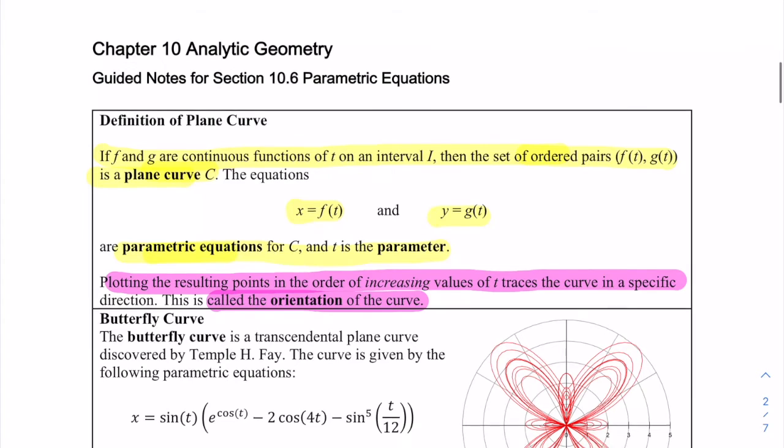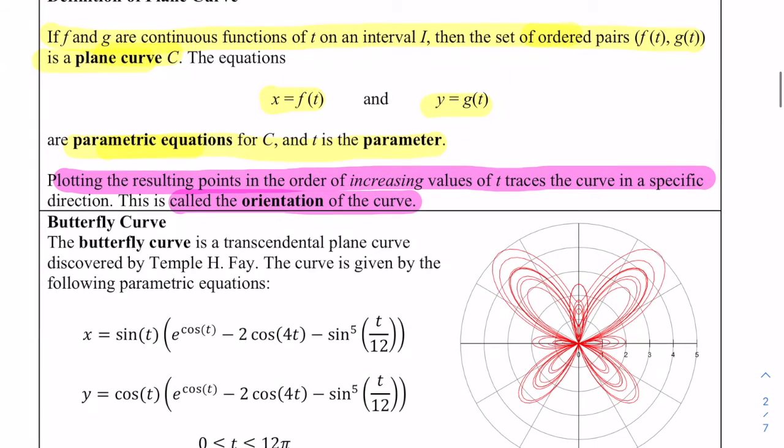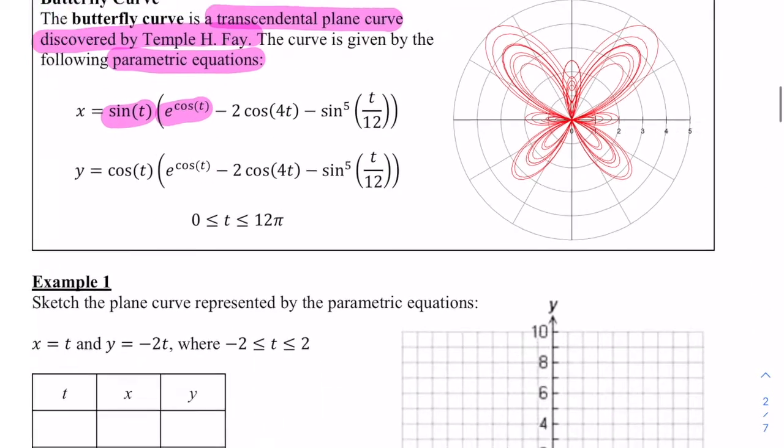This is a really interesting curve, the butterfly curve. It's a transcendental plane curve discovered by Temple Fay. And it's given with these parametric equations, which is so interesting because you have seen these already. We have sine of t and e raised to the cosine t and powers of sine and cosine. And it makes this beautiful butterfly curve.